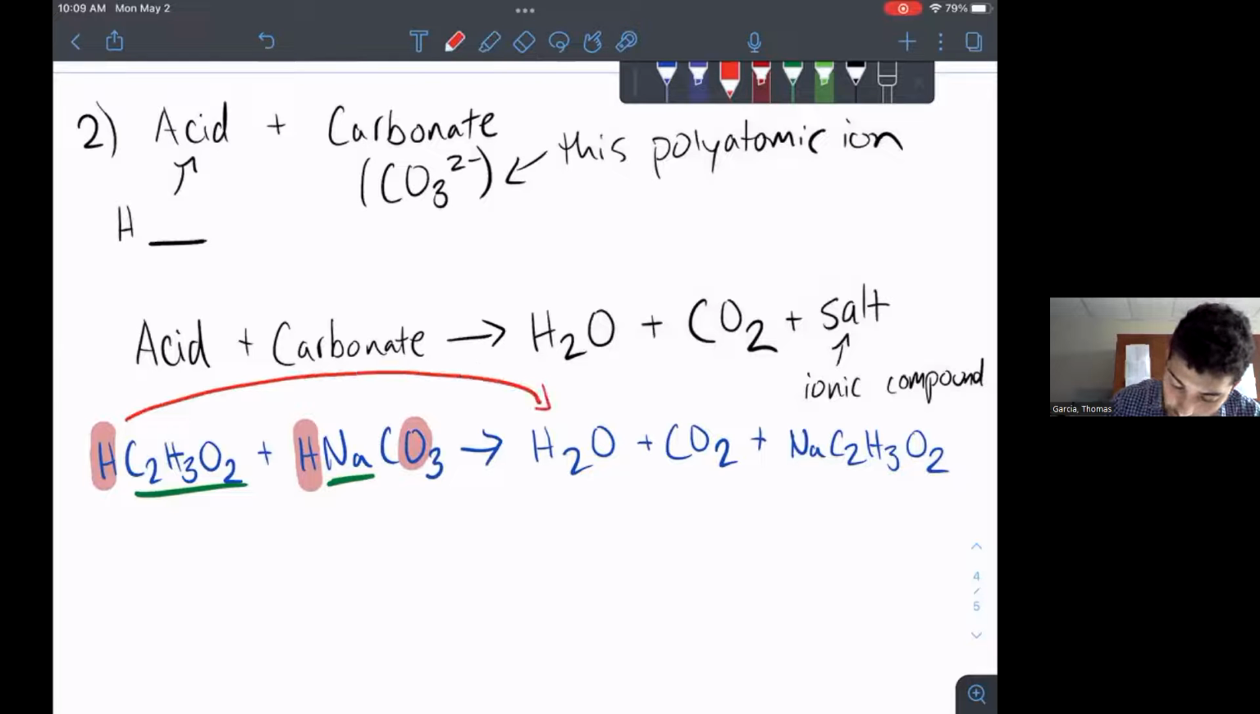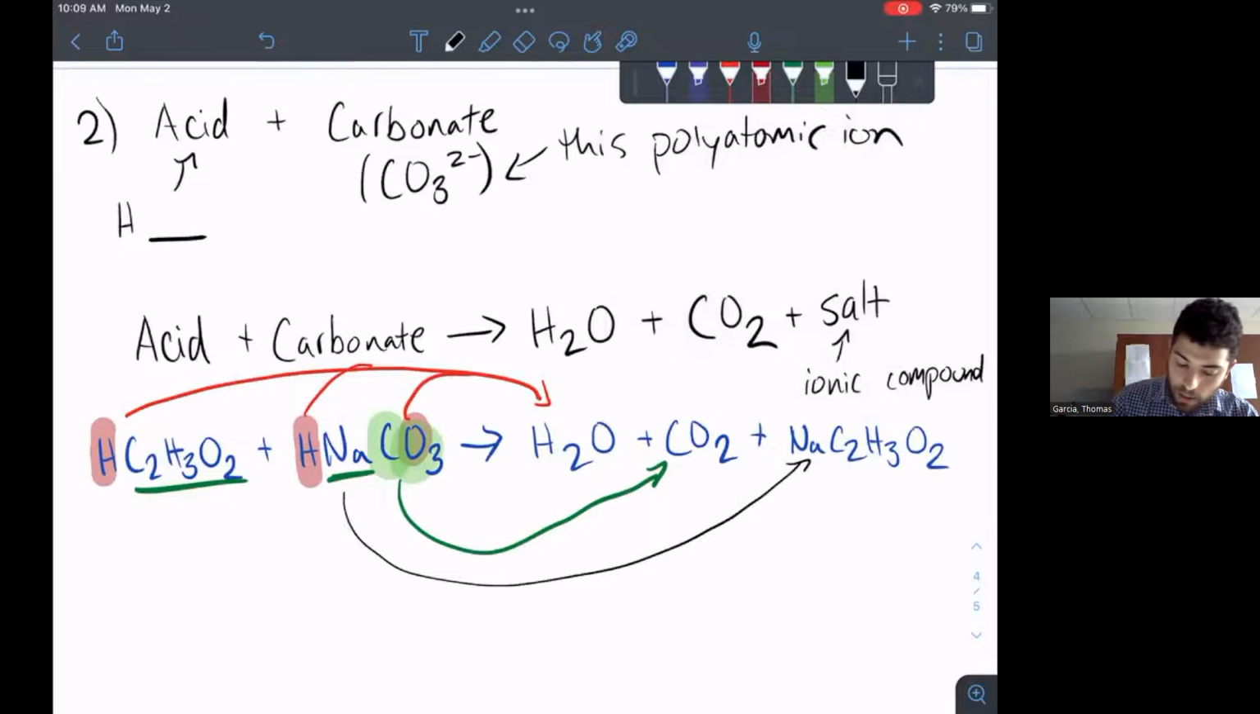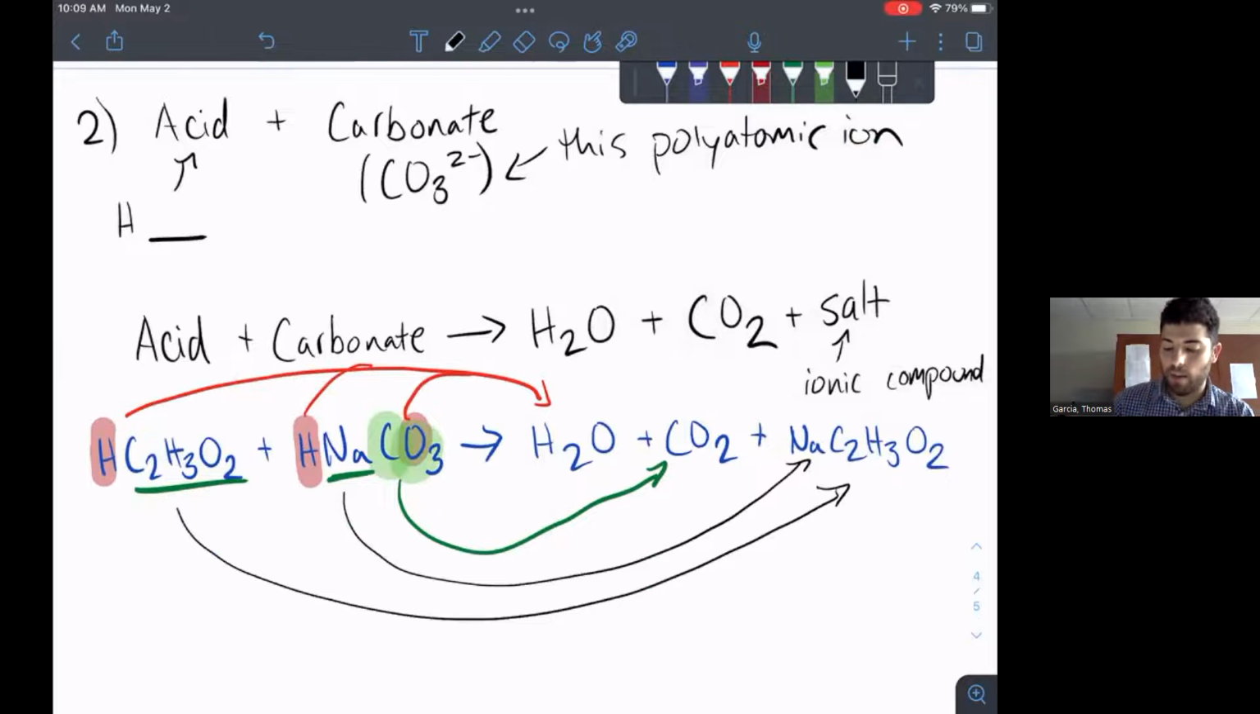And these three things will come together to produce H2O. Now, the thing is, we have 3 oxygens. So the remaining C and other 2 oxygens will come together to produce CO2. And then lastly, our Na and the back half of our acid come together to produce our salt.